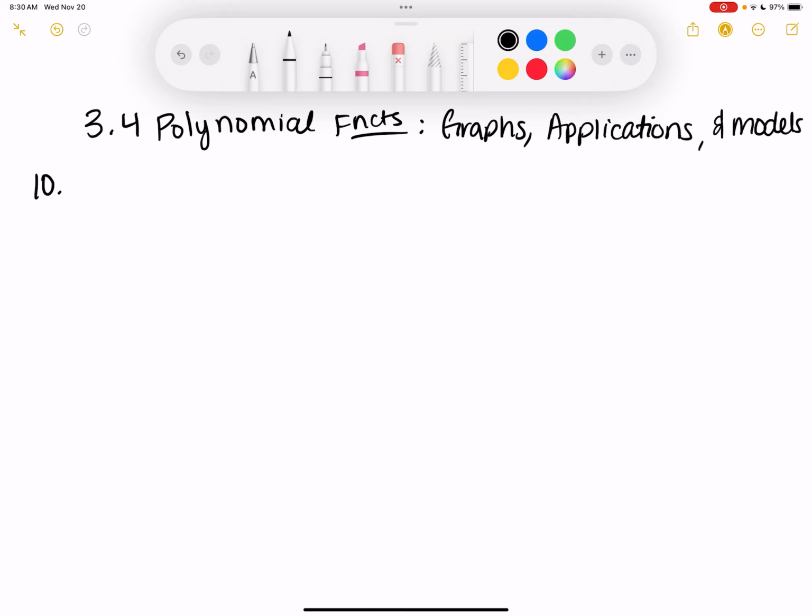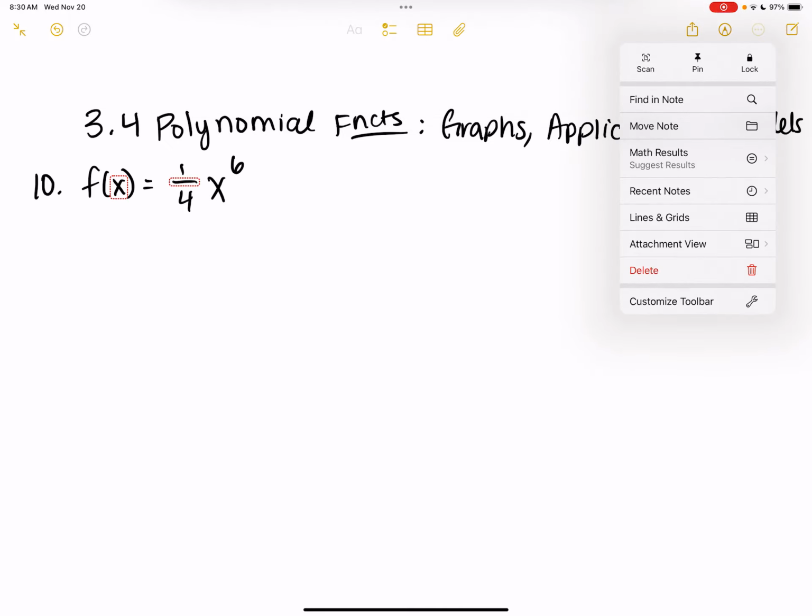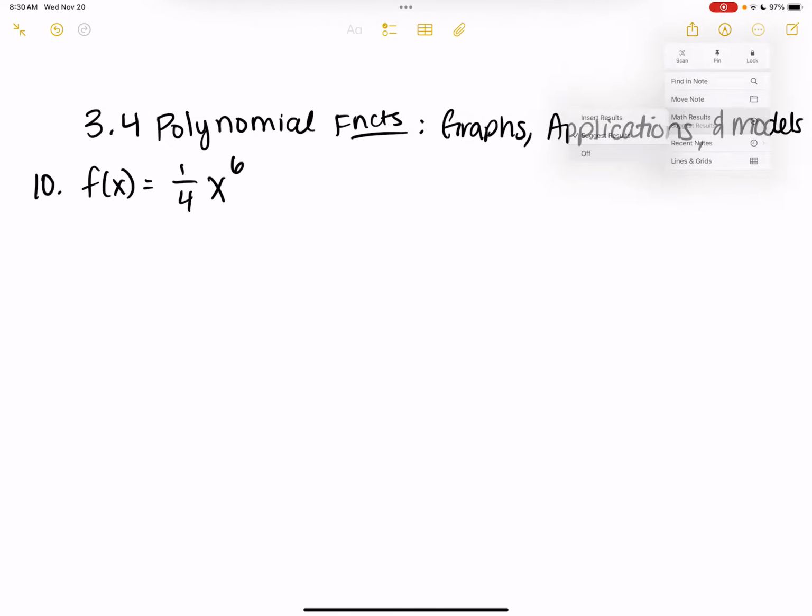So number 10, f of x equals 1/4 x to the 6th. So we're going to graph that function in our calculator. So y equals, you have to clear whatever's there. So 1/4 x to the 6th. And then you'll have to hit zoom 6. So zoom standard.